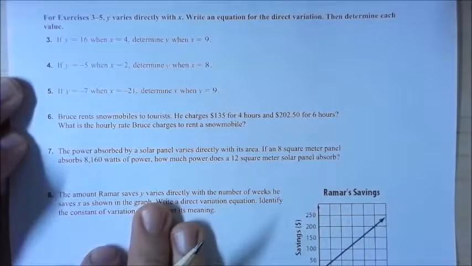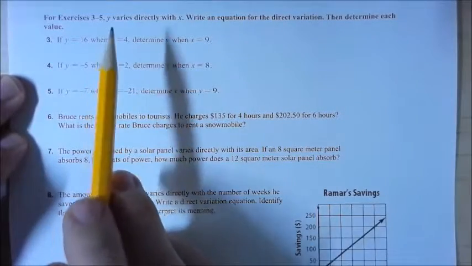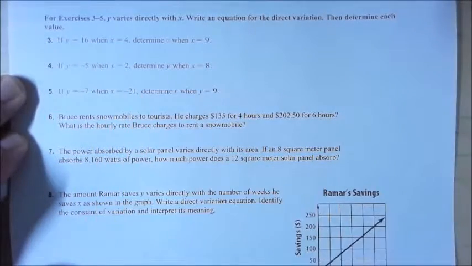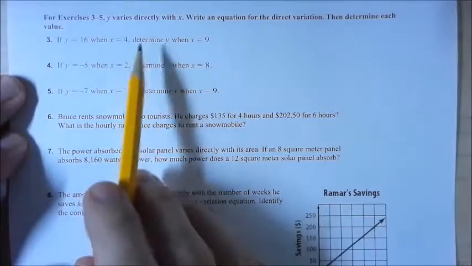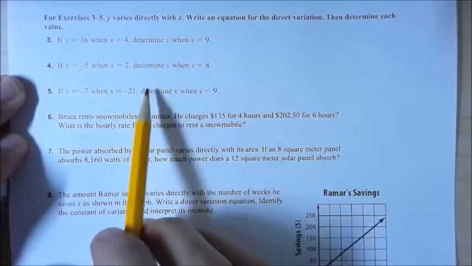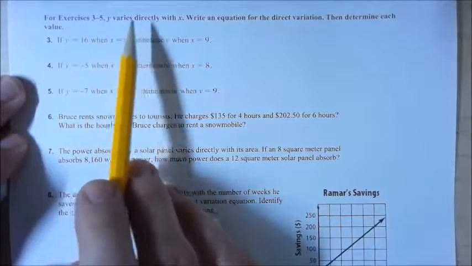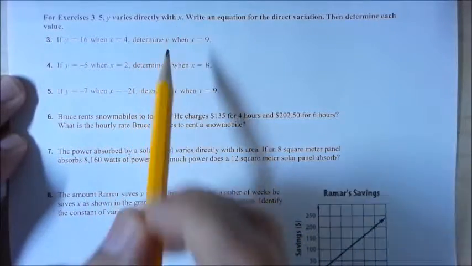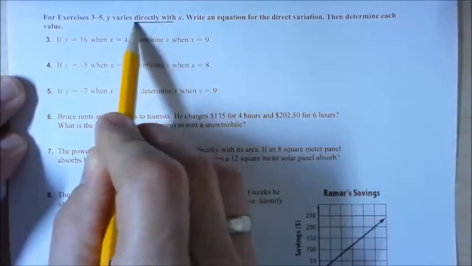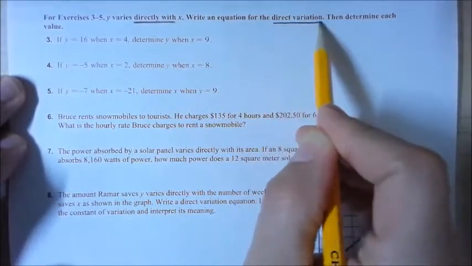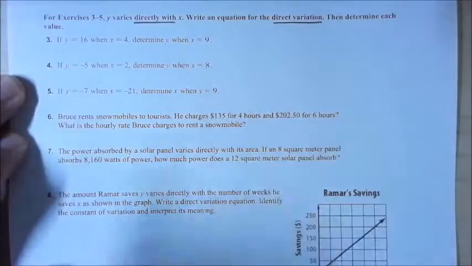Alright, the next part of this lesson is we're going to do something similar to what some of y'all started yesterday. Not everybody got the start, but you should have watched the video for your homework last night and you would have seen how to do two of these types of problems. In this one it says for exercises 3 through 5, y varies directly with x. So this is a direct variation type problem. It says write an equation for the direct variation, then determine each value.